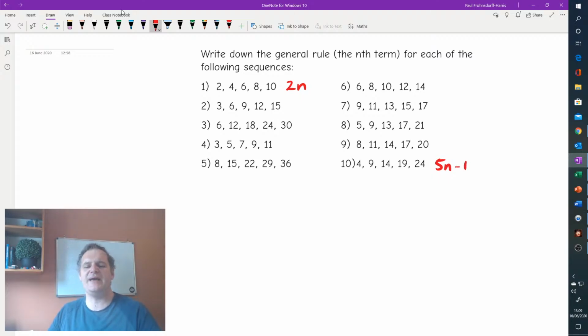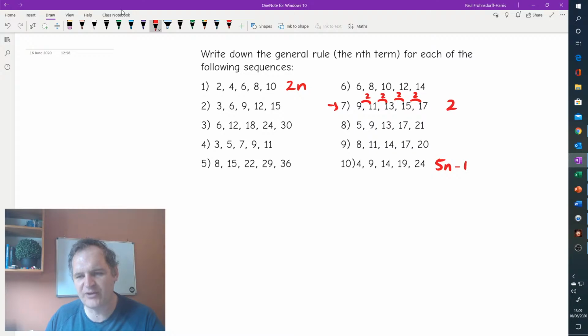Let's stay on the same page now and choose a random one. What about this one here? Number 7. Well, we've got the numbers. We've got to do something to get, and I'm going to now do it on the actual numbers themselves. The gaps are 2.